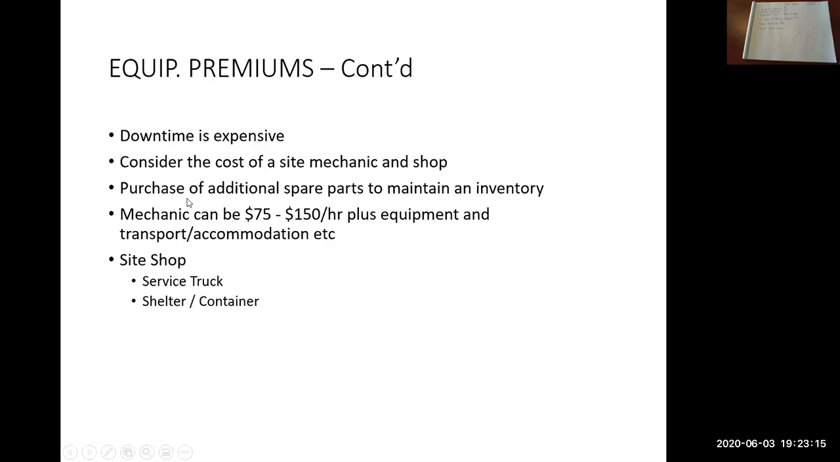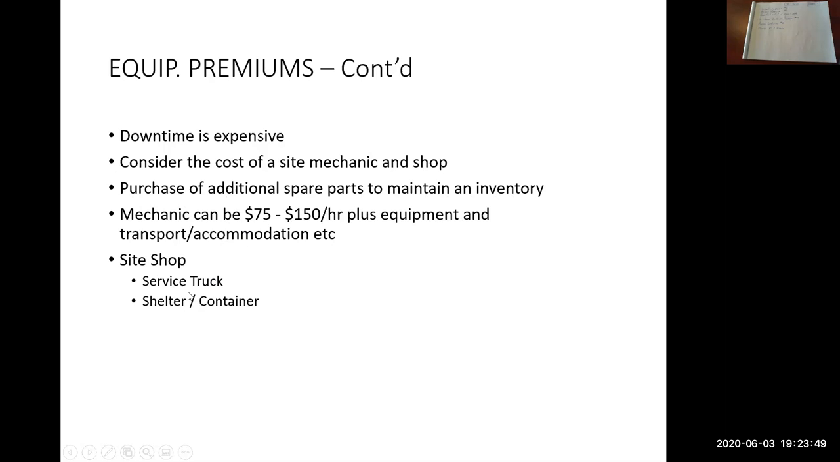So the next one here: do you purchase additional spare parts to maintain some type of inventory of parts up at the job site? A mechanic can be in this range, plus their equipment and transport, accommodation, etc. So again, there's a real cost to a mechanic if you're employing them full time.